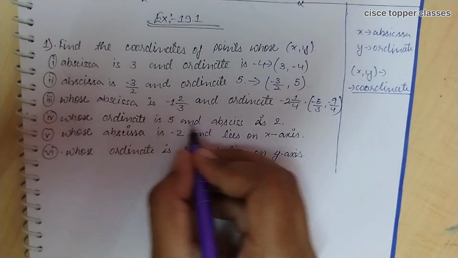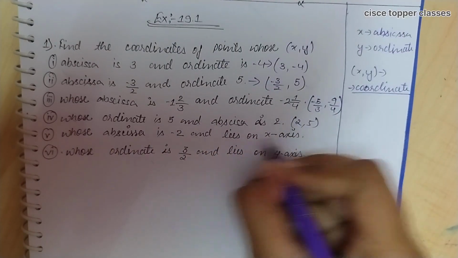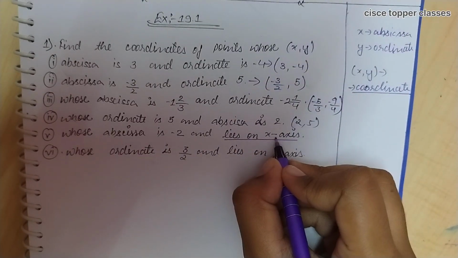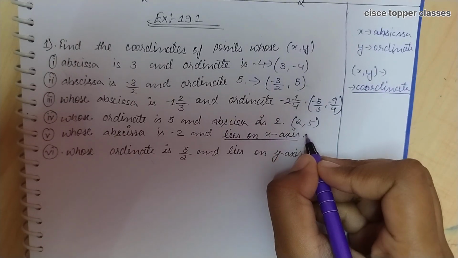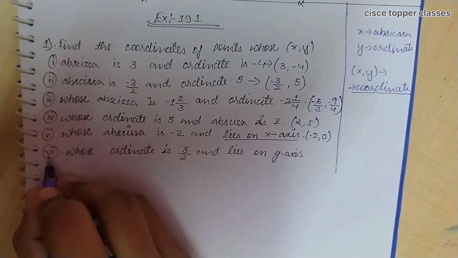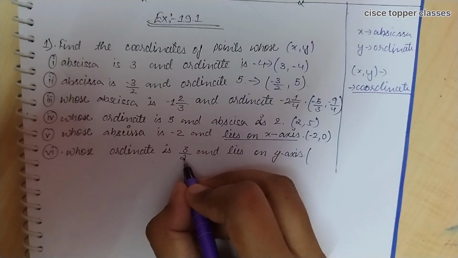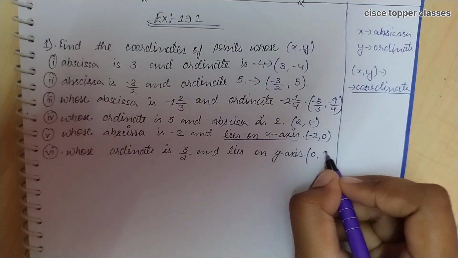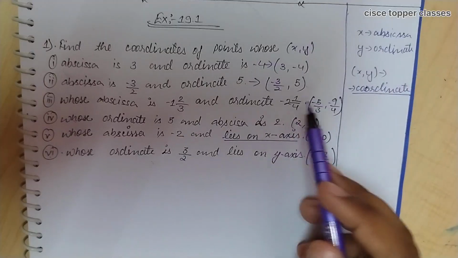Now we have whose ordinate is 5 and abscissa is 2. So abscissa will be 2 and ordinate will be 5. Whose abscissa is -2 and lies on x-axis. If it lies on x-axis, then y will be 0. So -2 is the abscissa and y is 0 here. And now in the sixth part we have whose ordinate is 3 by 2, so the value of y is 3 by 2 and it lies on y-axis. If it lies on y-axis, x will be 0 and y we will write as 3 by 2. So this is the solution of the first question of this exercise.